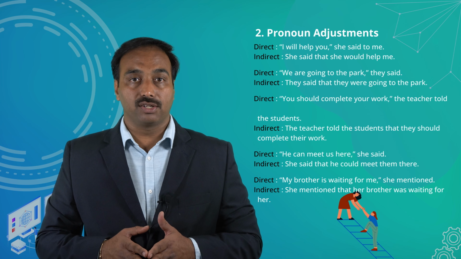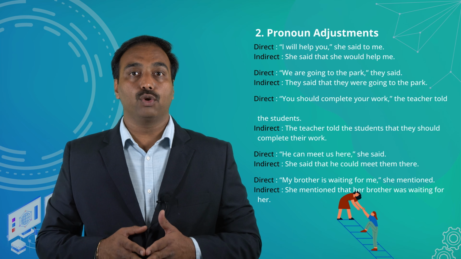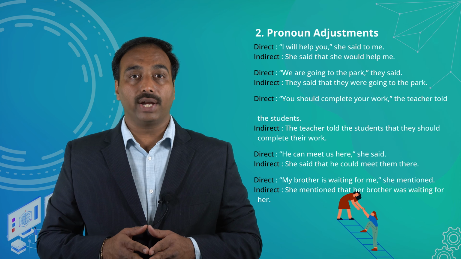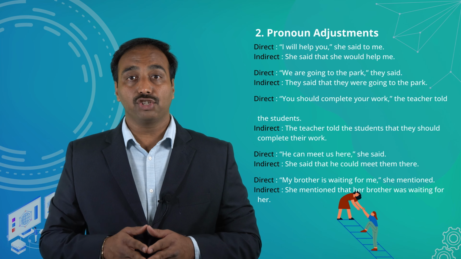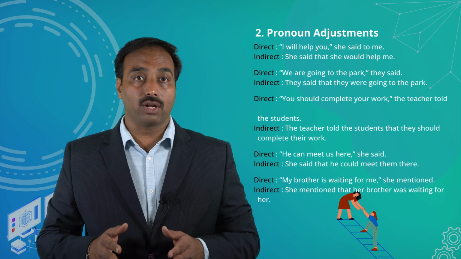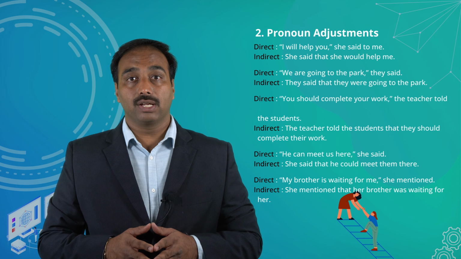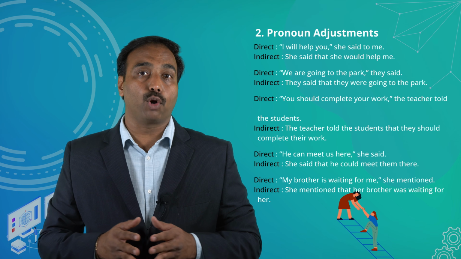"He can meet us here," she said. She said that he could meet them there. "My brother is waiting for me," she mentioned. She mentioned that her brother was waiting for her. Adjusting pronouns ensures that the reported speech maintains the correct point of view.